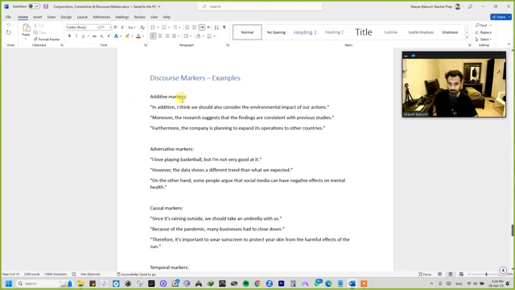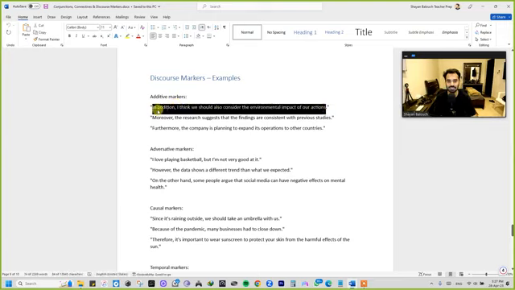For example, for additive markers, I'm going to read one example from each of them, but you can pause the video and read it by yourself to make your concepts clear about it. So additive markers means if I want to add something to it. Okay. So in this case, the first one we're having, in addition, I think we should also consider the environmental impacts of our actions. Now see, in addition to that, or in addition, it seems like this sentence is taken from some text, and there must be a sentence before in addition.